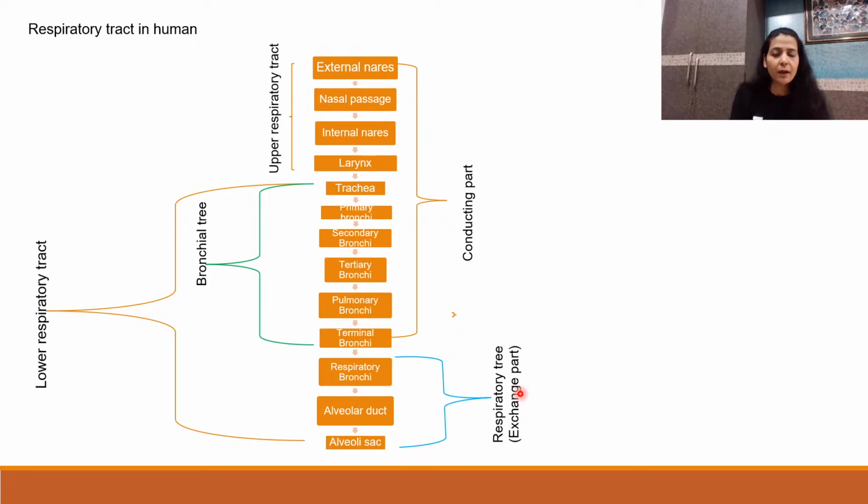All right, where does the actual exchange take place? At the level of alveolar sac. So which means respiratory bronchi is not part of conducting part, it is part of exchange part. All right. Okay. Is this part absolutely clear to you? Anything that you wish to ask, please write that down in the chat box.